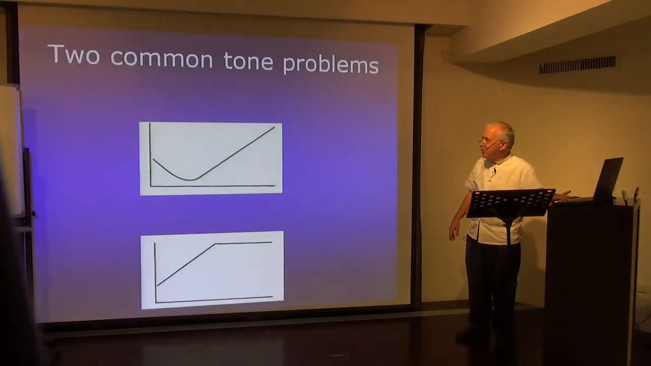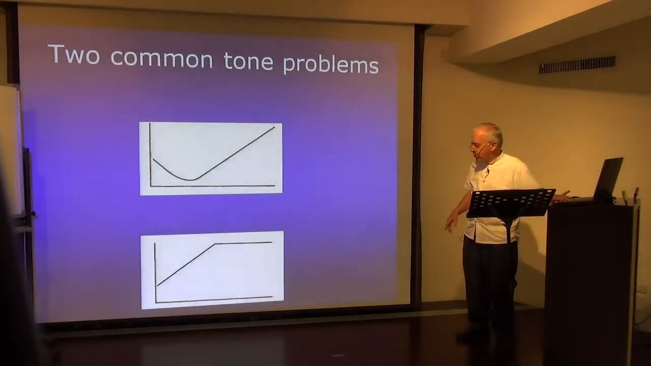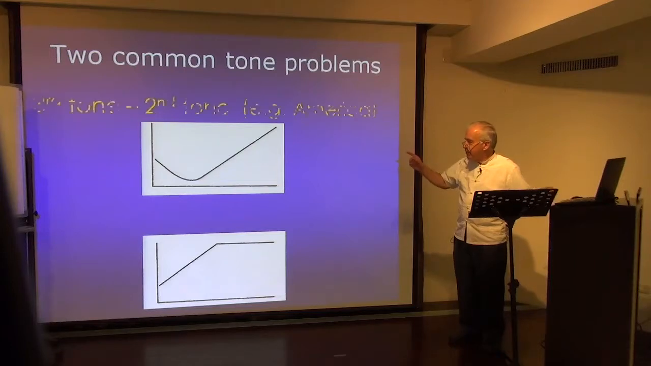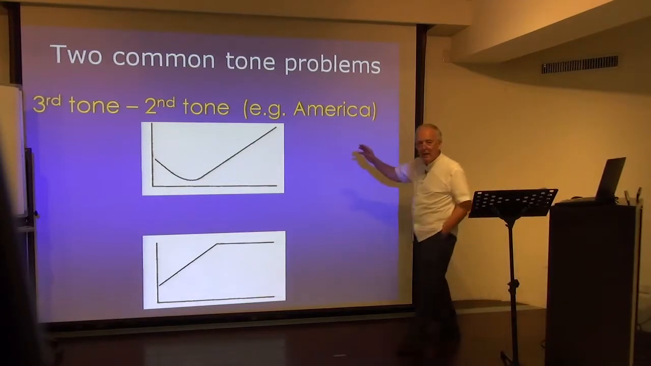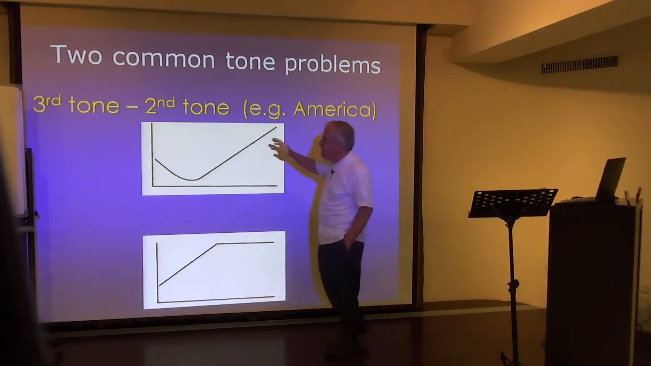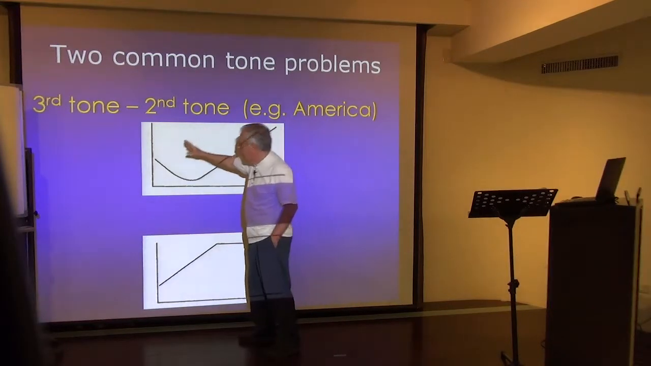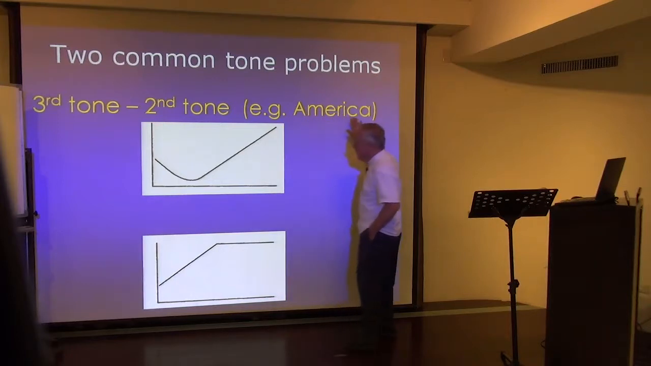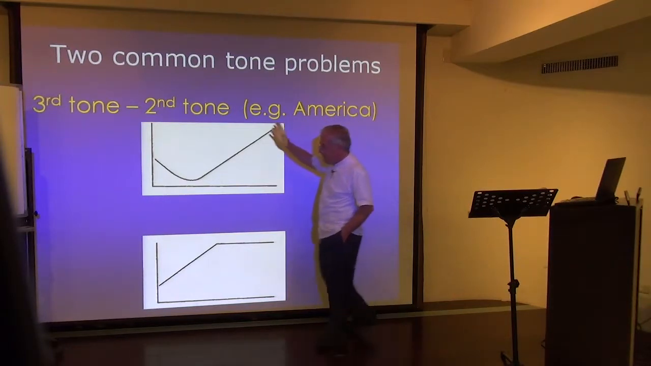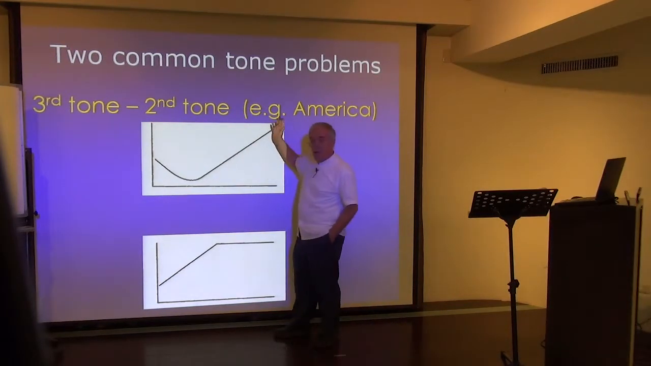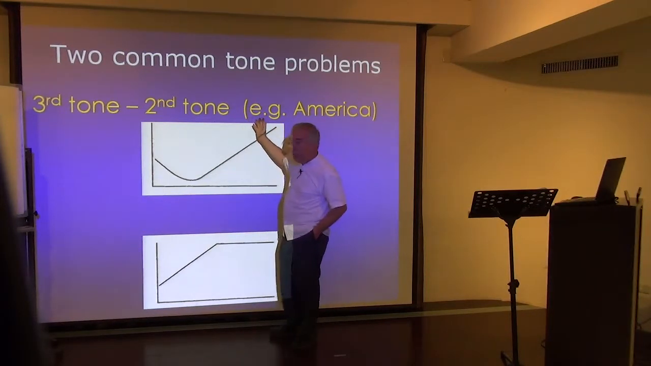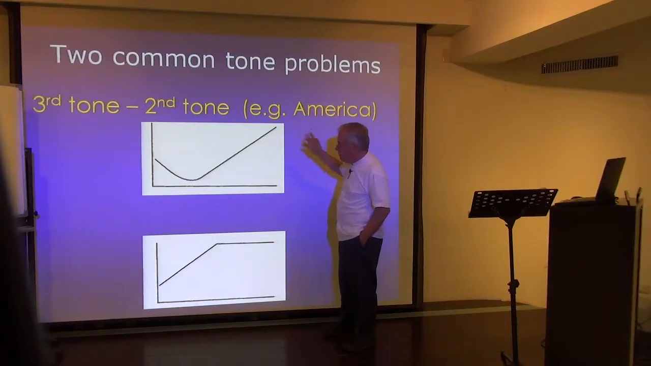Now, I just want to move on to 2 common tone problems that the majority of students have, particularly the first one. 9 out of 10, or it seems like 99 out of 100. If it's a third tone followed by a second tone, like in the word America, instead of saying 美国, 99 out of 100 go 美国. Now, why are they doing that?